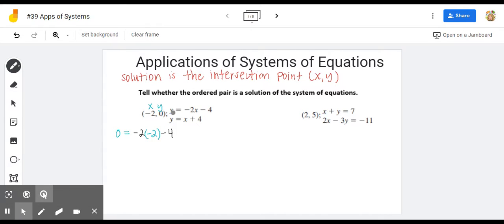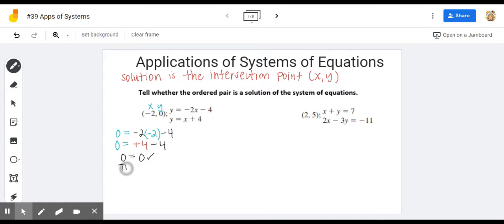So in the first equation, y, which is 0, equals, in place of x, we're going to put -2, minus 4. Now we're going to multiply -2 times negative, which gives us +4 minus 4. And in fact, guys, 0 does equal 0, which means that this one is truthful.